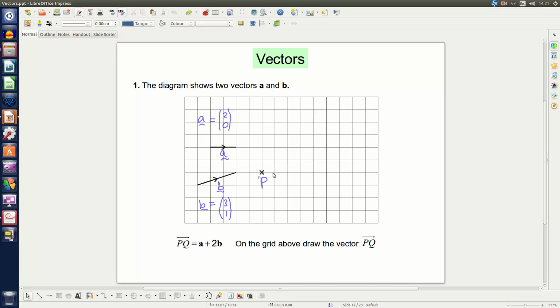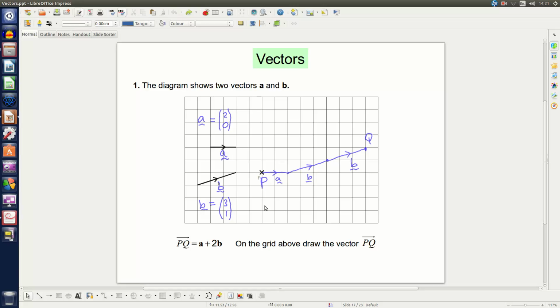Okay, let's see if we can now draw the vector PQ, bearing in mind PQ equals A plus 2B. Now if PQ is A plus 2B, then one way of looking at it is we can go across A, and then we can just put on the end of that 2 B's. So there's 1B, and let's do another B again because we need 2 of them, and there's 2 B's. And so here is where Q must be.